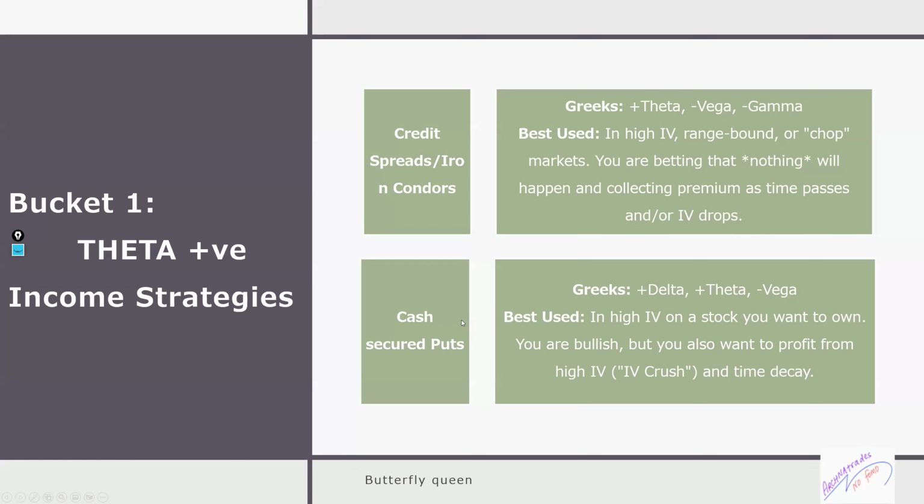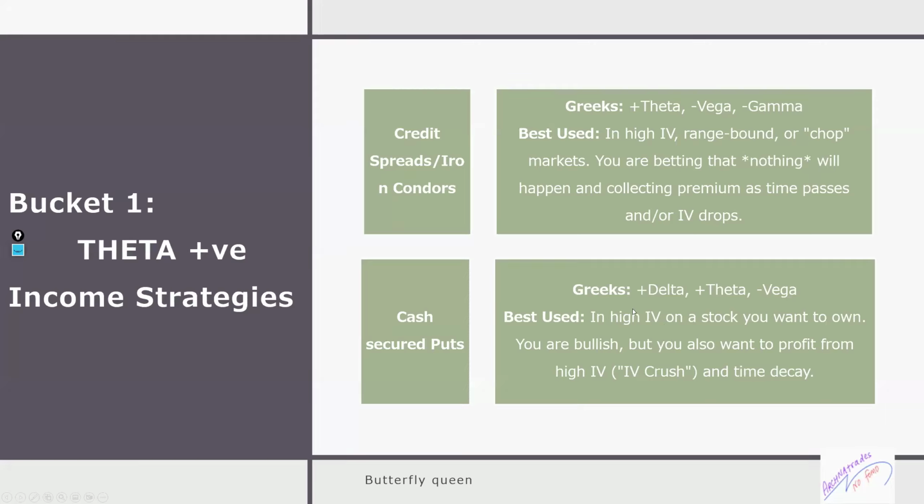There's something else you could do, which is cash secured puts. If you want to buy some stock and you had not gotten it in before, sell puts against it, right? Sell puts and keep the premium. And if it goes down there, you get put the stock. If it doesn't go there, you made income on your cash. So these are my theta positive income strategies.